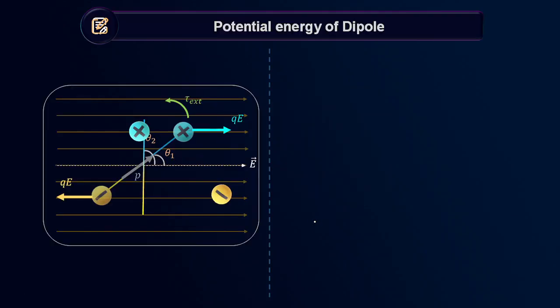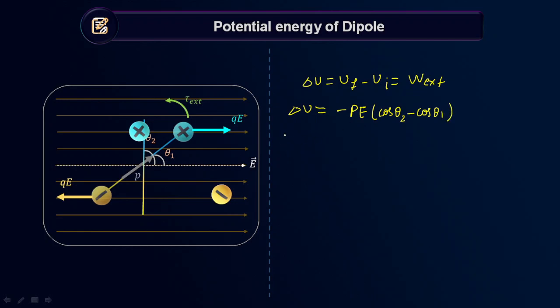So delta U equals U final minus U initial, which equals the work done by the external agent, and that was minus PE times cos theta 2 minus cos theta 1. Now we assume that when theta is 90 degrees, meaning the dipole is perpendicular to the electric field, theta 1 equals 90 degrees, and the potential energy at 90 degrees is 0. This is our assumption.